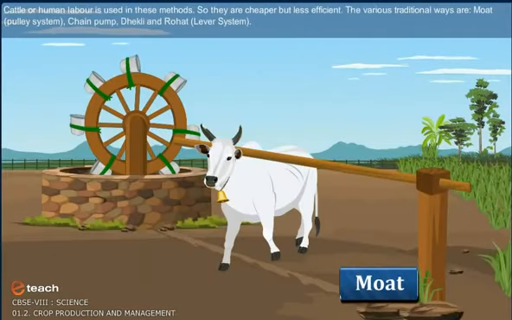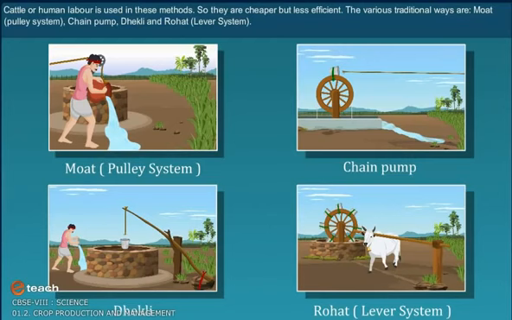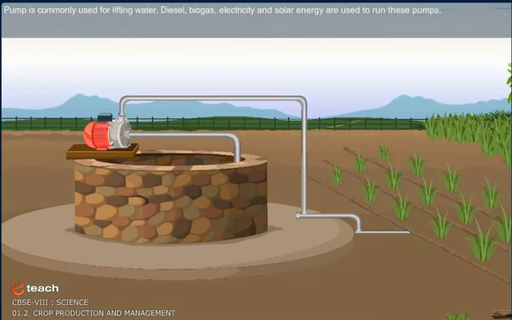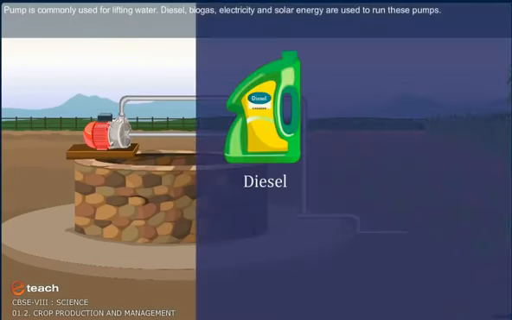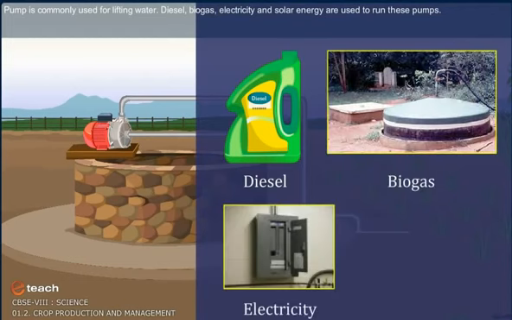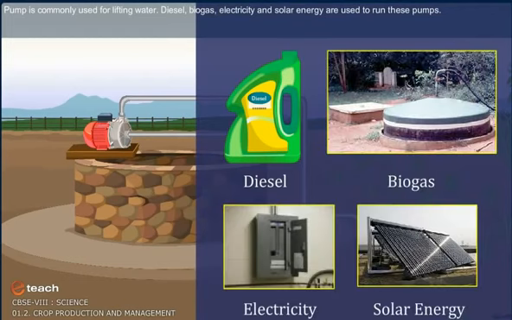Cattle or human labor is used in these methods, so they are cheaper but less efficient. The various traditional ways are moat, pulley system, chain pump, dhekli, and rahat, lever system. Pump is commonly used for lifting water. Diesel, biogas, electricity, and solar energy are used to run these pumps.